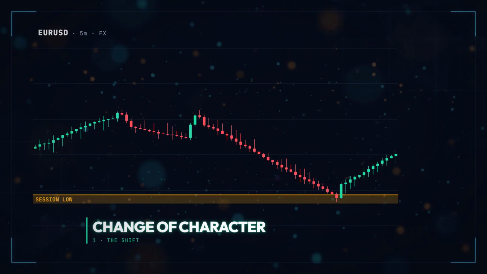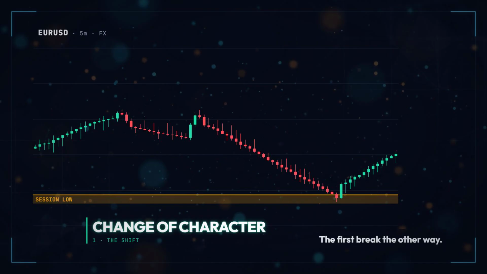The sellers were in control the entire way down. That break is the first evidence they're not anymore. You will hear it called a change of character. That is all it means, the first break in the opposite direction.